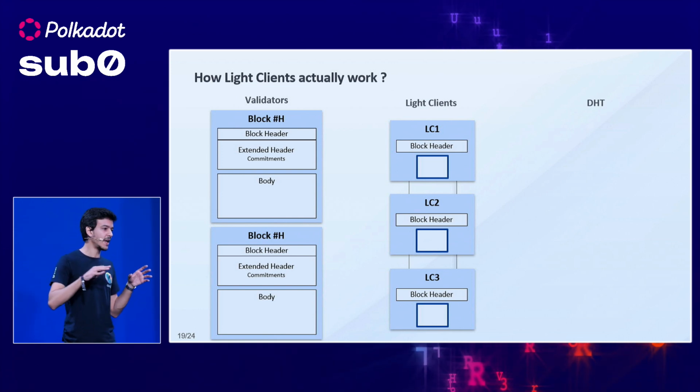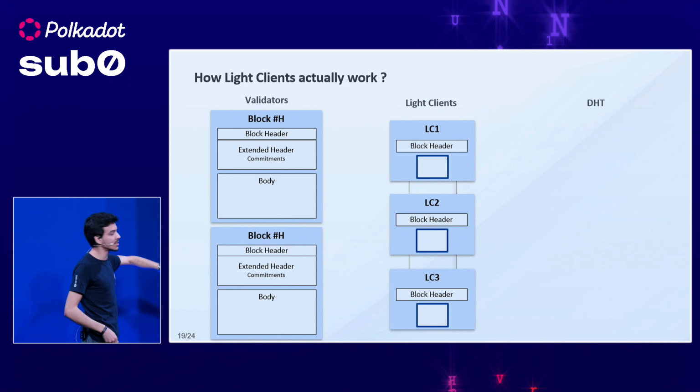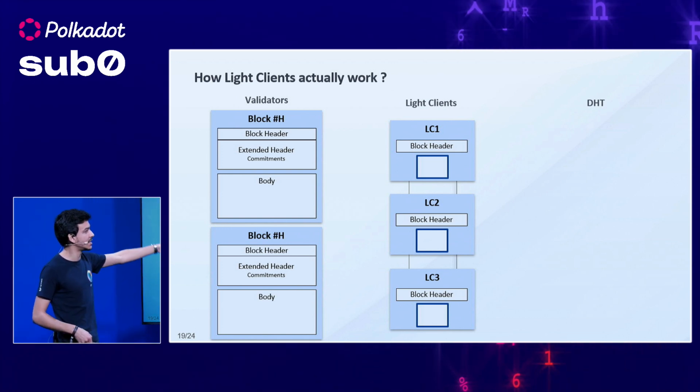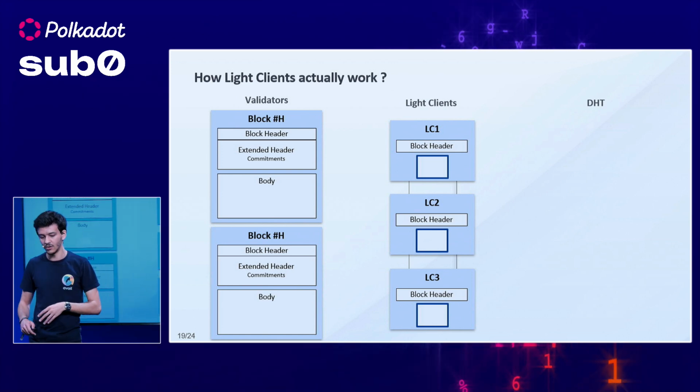To make a schema out of that, so it won't be complex, let's say that we have 2 validators and they all have the block at 8H, for example, and we have a light client network. We can see they are connected, and here it will be just a representation of the DHT and what we can do with it.